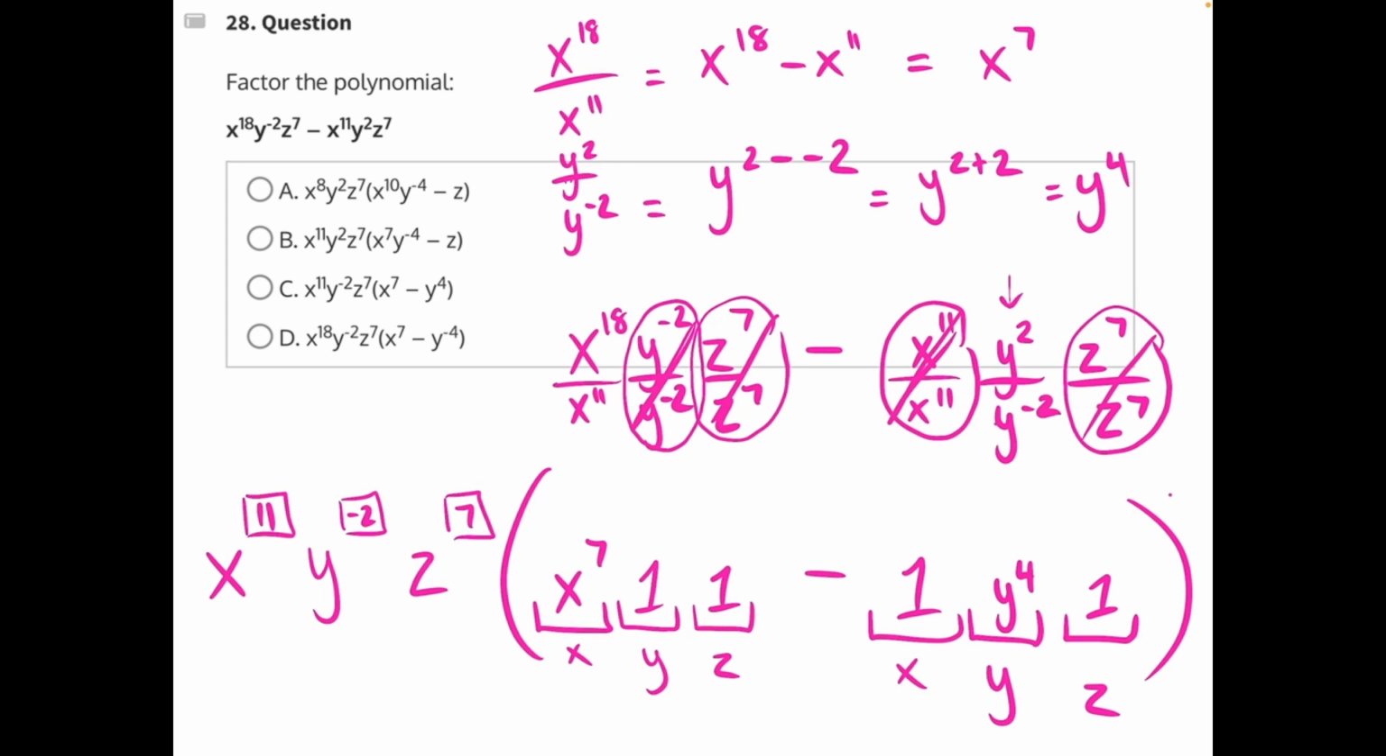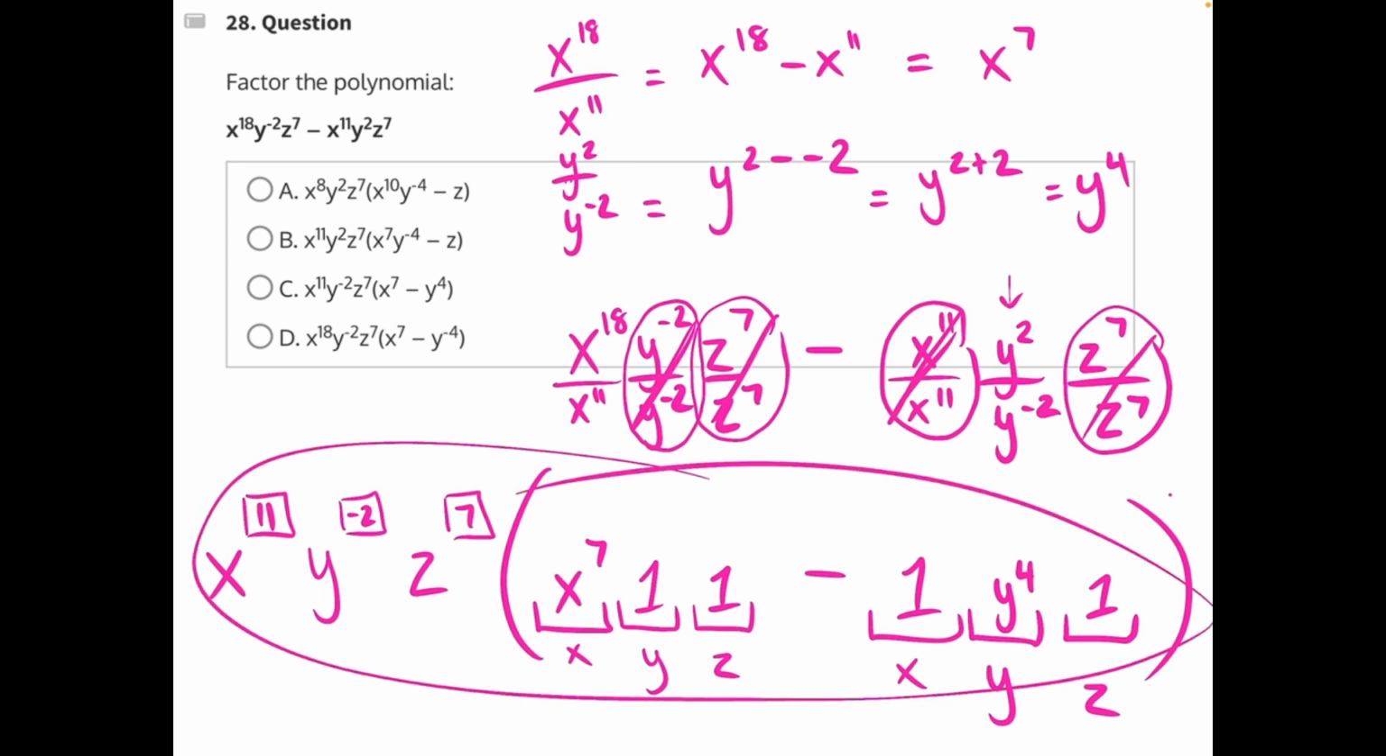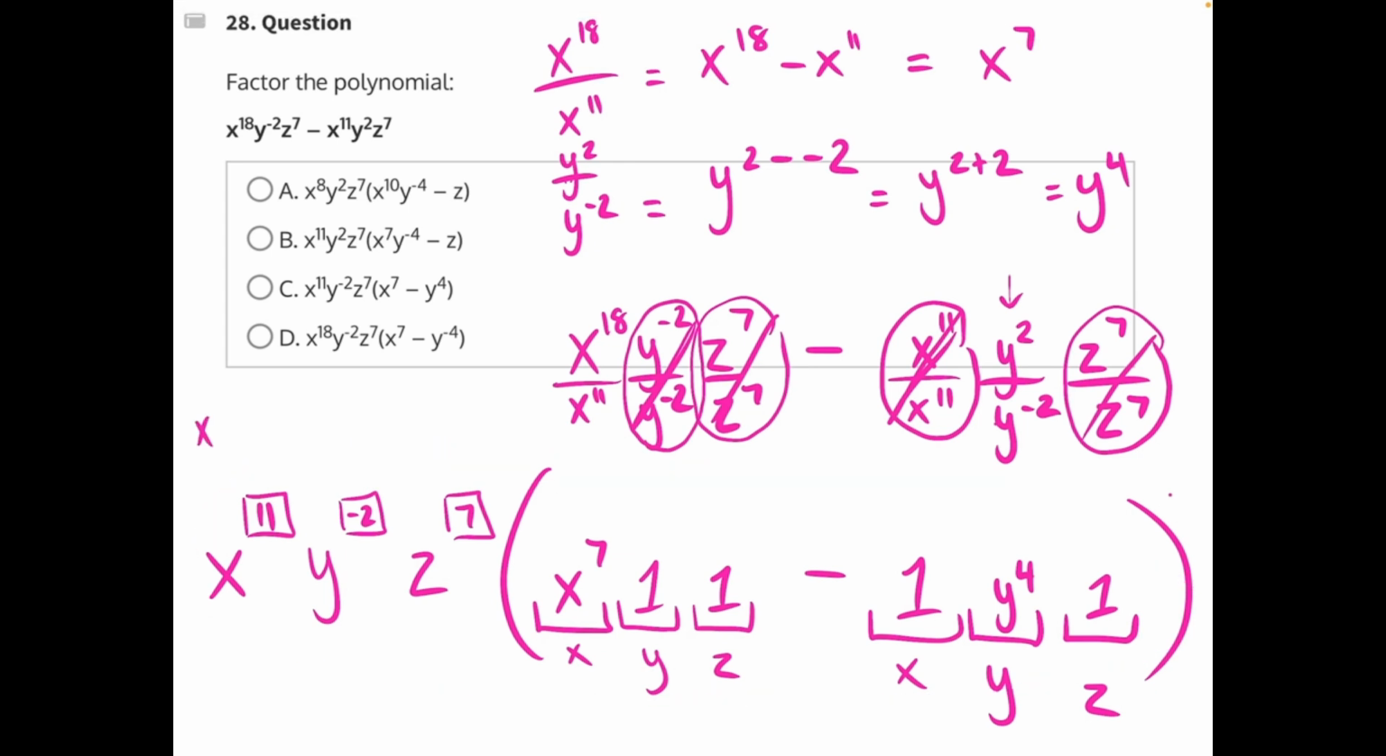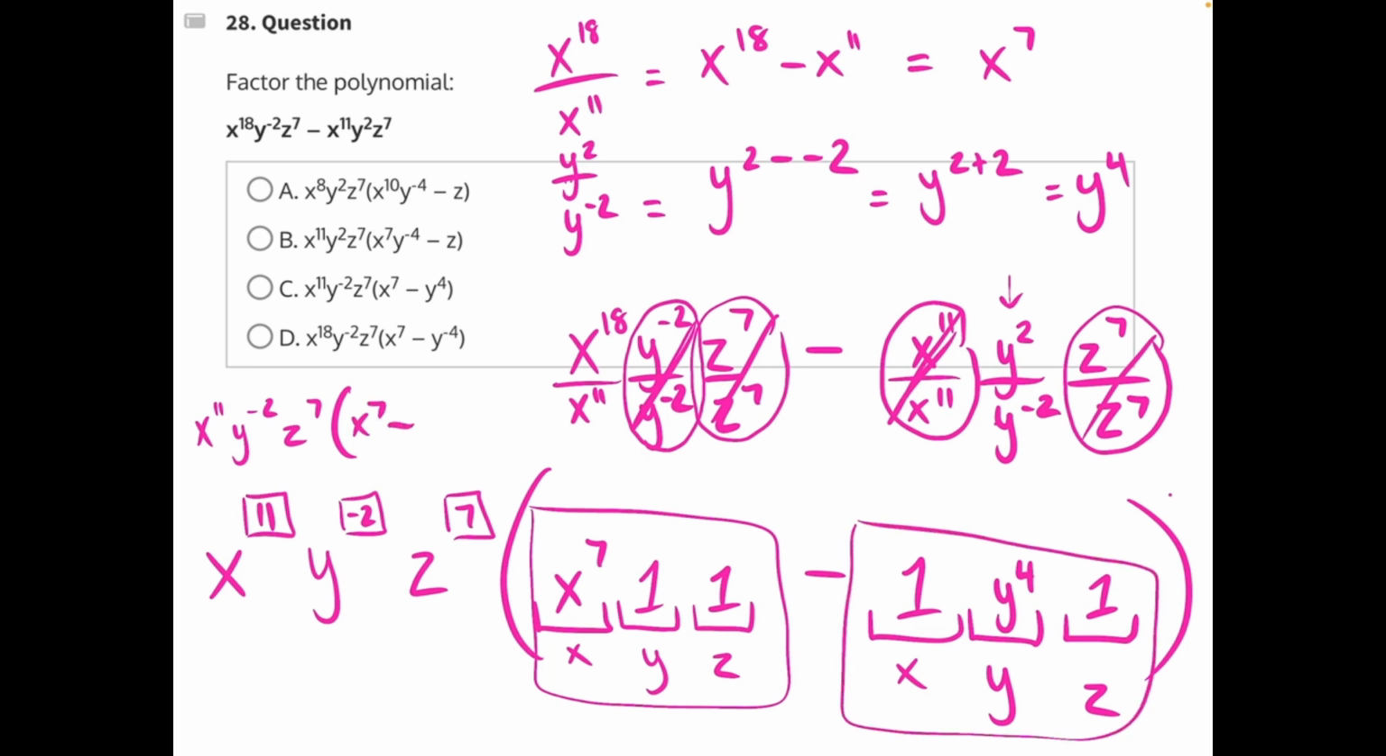So now if we were to rewrite all of this right here, we would have our answer. We have x to the 11 times y to the negative 2 times z to the 7, all multiplied to x to the 7 times 1, anything times 1 is just itself, so it's just x to the 7 minus, again, anything times 1 is just itself, so y to the 4 times 2 1s will give us y to the 4th. And that matches answer choice C.